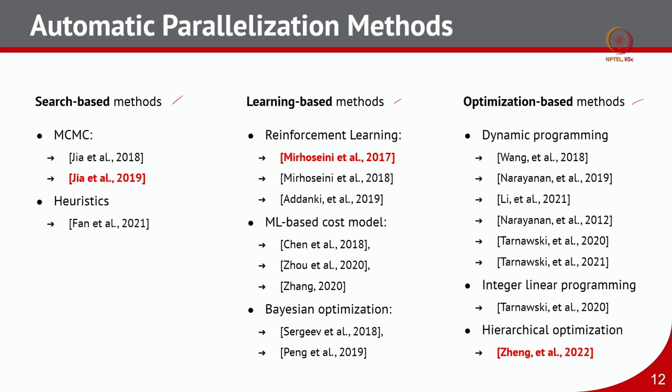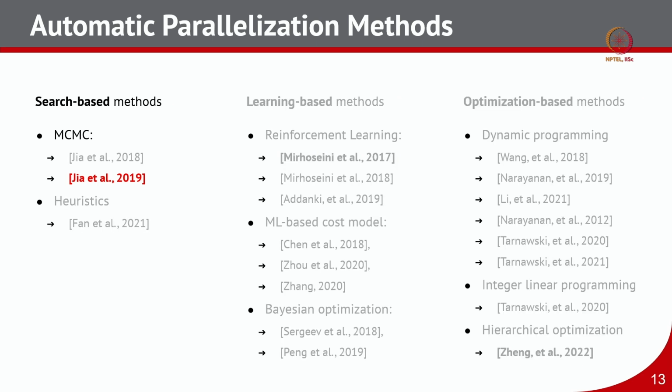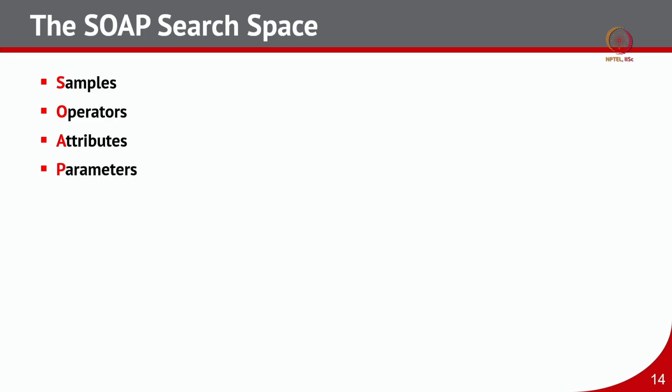Of course, we will not discuss all these papers, but I will strongly encourage you to go over most of them. They are all interesting papers, and since you know the context, you will understand most of them, okay. So, I will sample one paper from each of these categories and try to explain. In search based methods, we will start with the method proposed by Jia et al. in 2019. In this paper the authors first defined the search space.